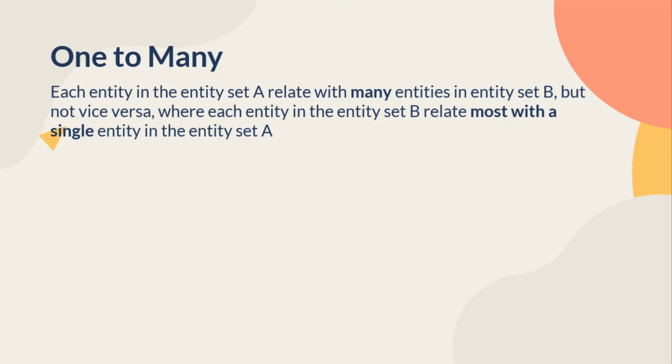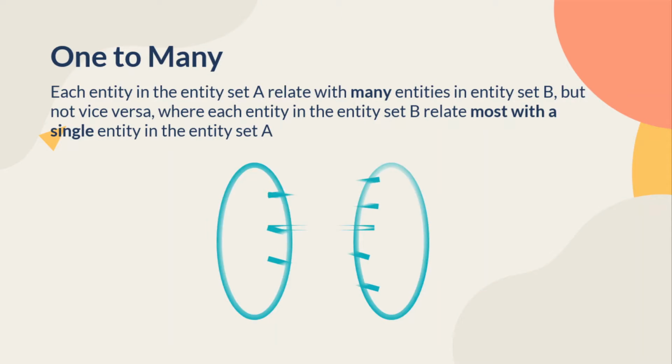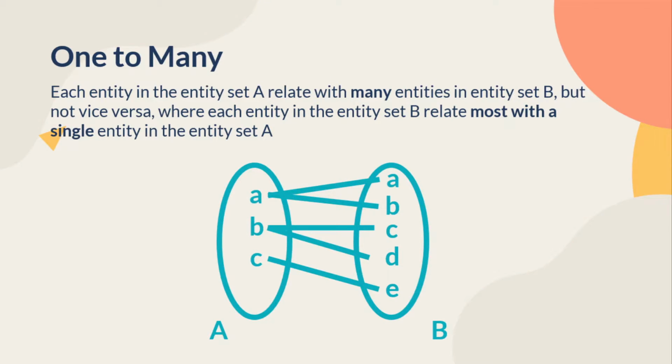The second is one-to-many relationship. In this relationship, each entity in the entity set A relates with many entities in entity set B, but not vice versa, where each entity in the entity set B relates at most with a single entity in the entity set A. This picture shows you about one-to-many relationship. An example of one-to-many relationship is the relation between lecturer entity and student entity. Each lecturer can teach many students in a class, but each student in a class is only taught by one lecturer.